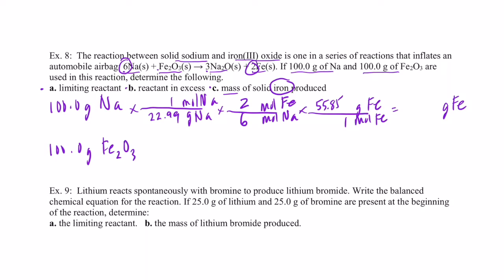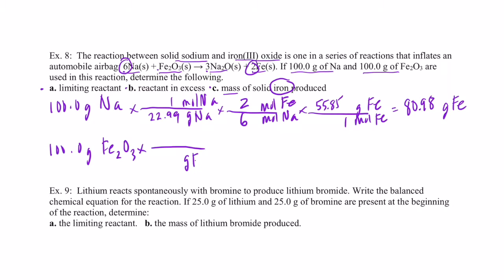So let's go ahead and do that math right now. So we have 100.0 divided by 22.99 times 2 divided by 6 times 55.85. And it looks like I'm allowed 4 significant figures here. So 80.98 grams. 80.98 grams of iron can be produced with 100 grams of sodium. Now, I gave 100 grams of iron 3 oxide, so we need to do the problem twice, remember, to find out which one is my limiting reagent.